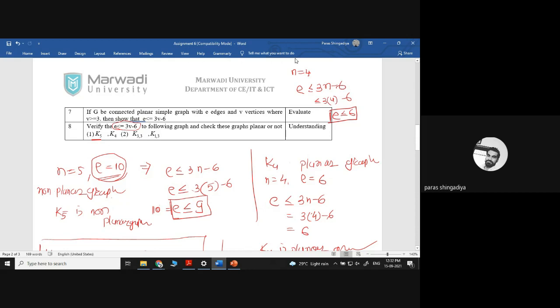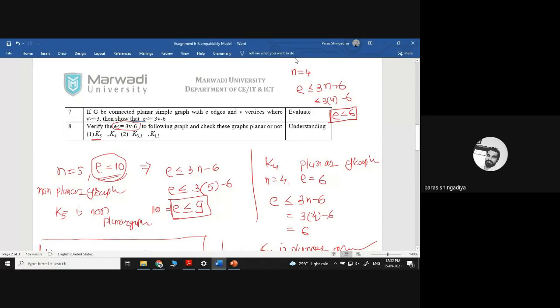So here how many edges are there? When we count the number of edges in the K5 graph, there are 10 edges. So that is greater than 9. To say it is planar, up to 9 edges should be there, less than or equal to 9. But here there are 10 edges. So what does it mean? This graph is a non-planar graph. Is it clear? Yes, is there any confusion?